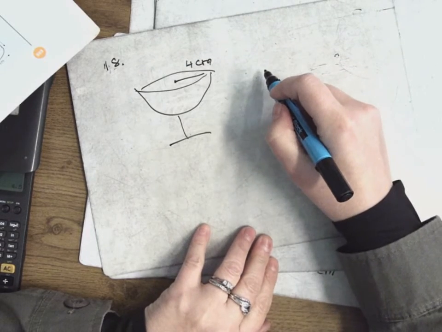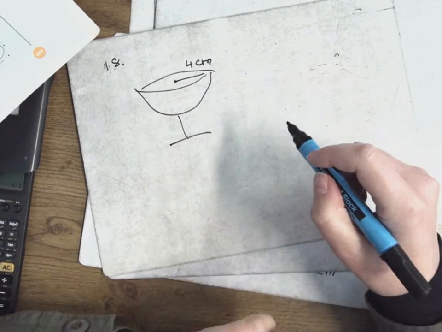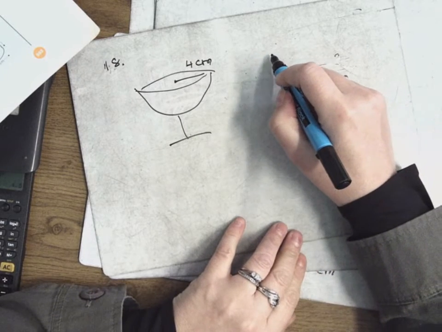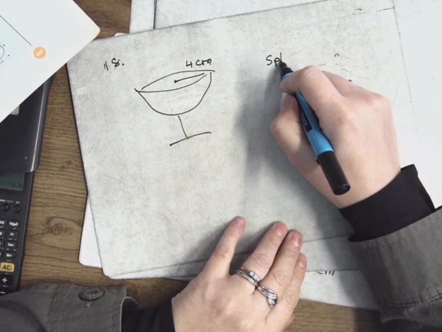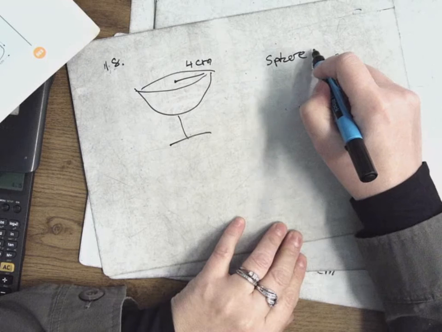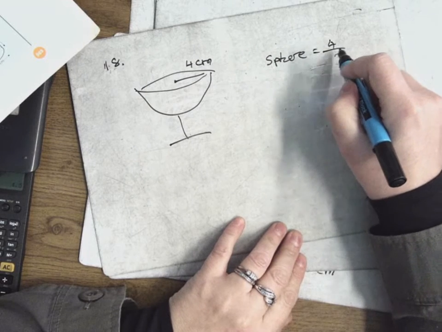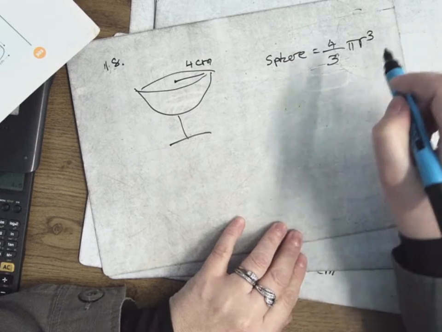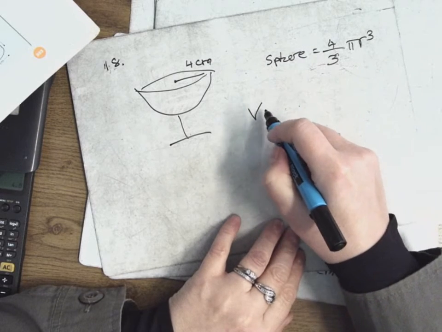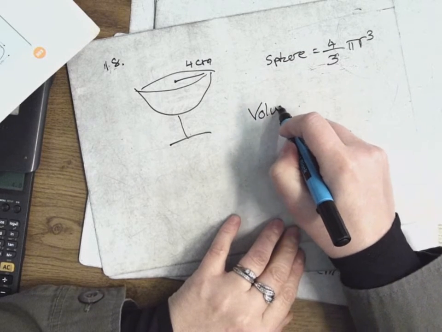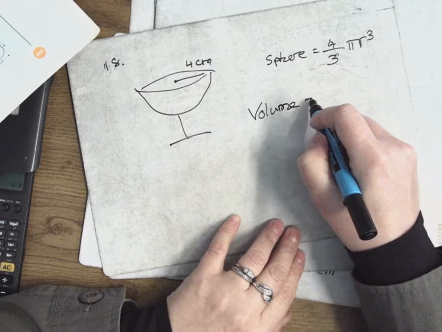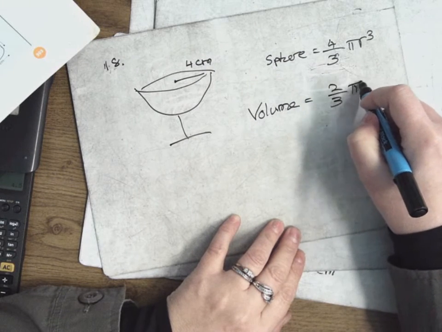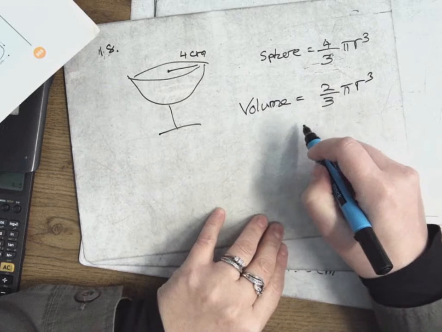So it's a hemisphere. Remember, a hemisphere is not in the log tables. All that's in the log tables is a sphere, and they tell me a sphere is 4/3 pi r cubed. So what's a hemisphere, please? Half of that. Half of 4/3 is 2/3. So the volume of a hemisphere is 2/3 pi r cubed.